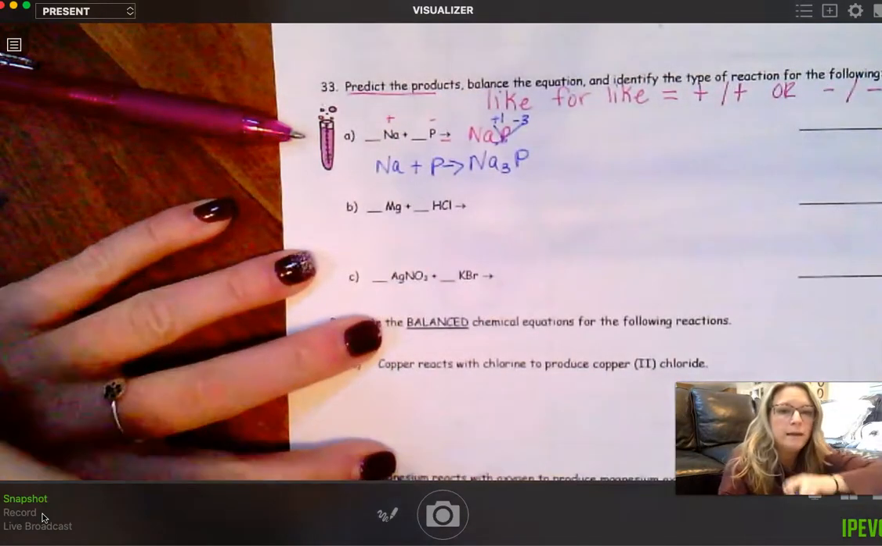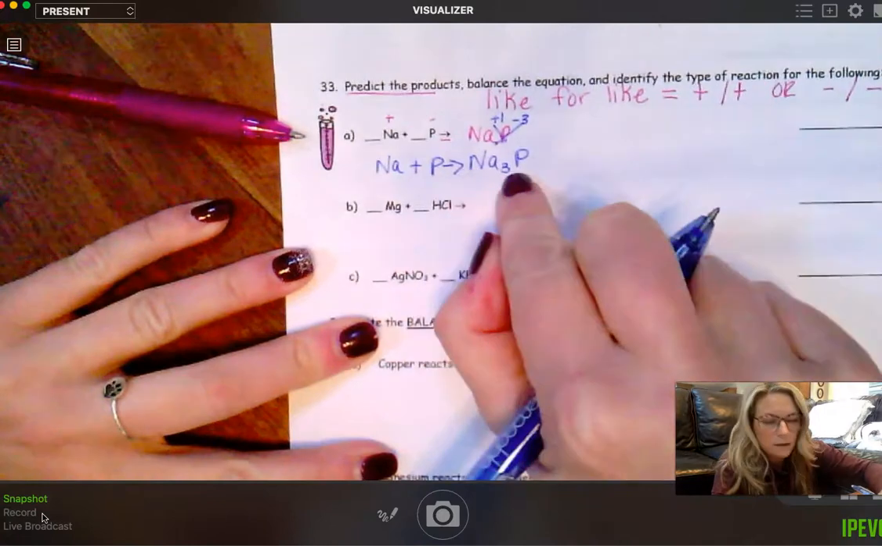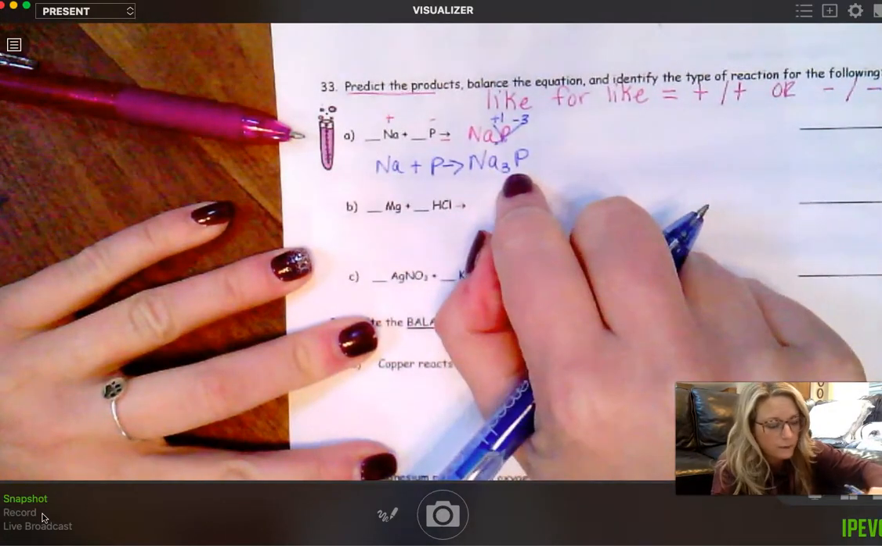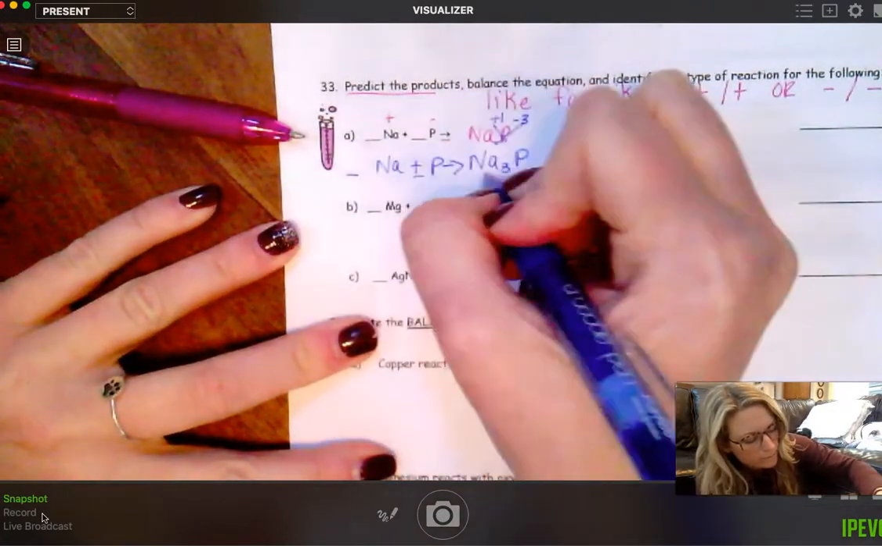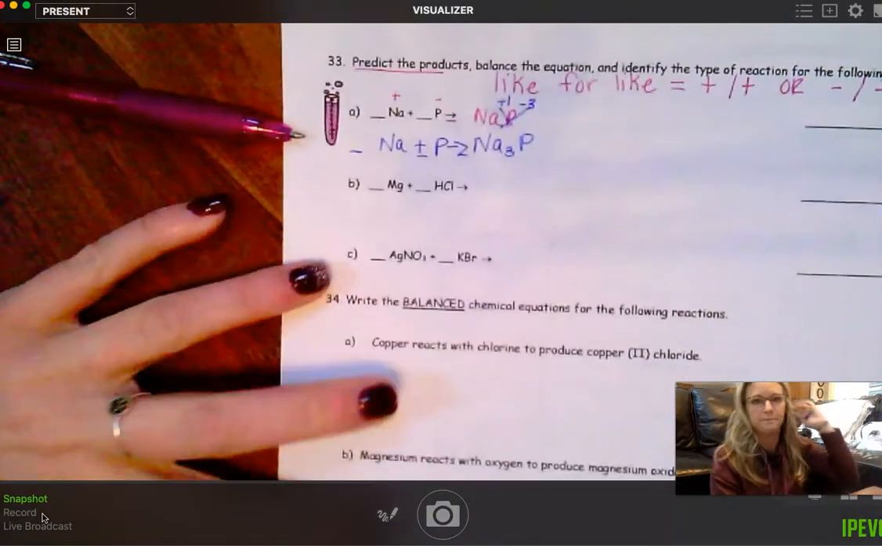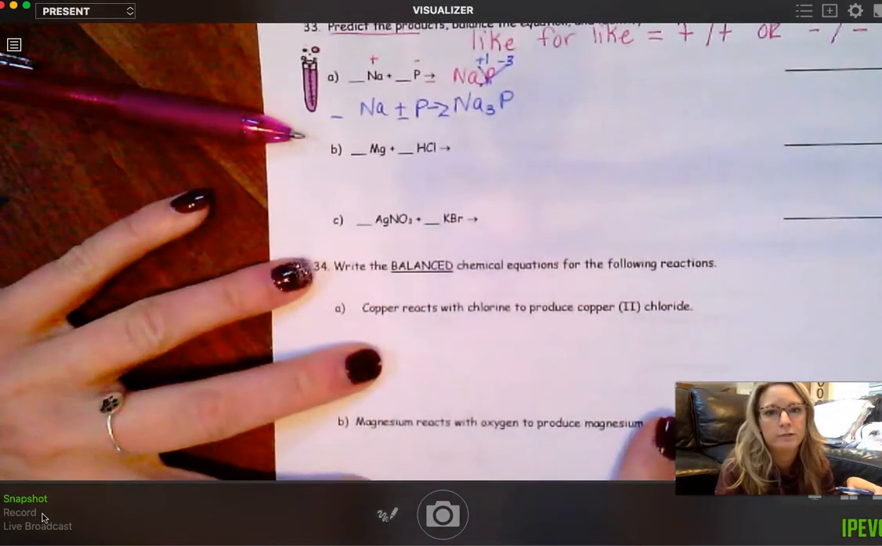So your real equation would be Na plus P. Of course, that is not balanced. I did balance this compound right here, but I did not balance the entire equation. So you would need to go back and balance the equation, but that's for another time. Right now, I'm just trying to show you how to predict products.